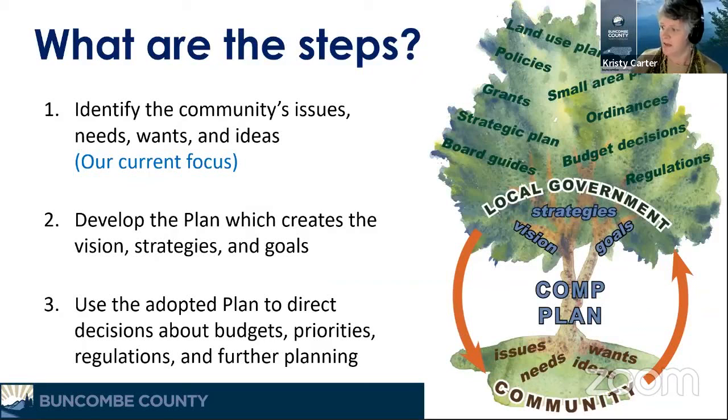There are 3 main steps in creating this comprehensive plan that build from the roots of the community. Step 1 is identifying the community's issues, needs, wants, and ideas. Step 2 is developing the plan, which creates the vision, strategies, and goals. And step 3 is using the adopted plan to direct decisions about budgets, priorities, regulations, and further planning.